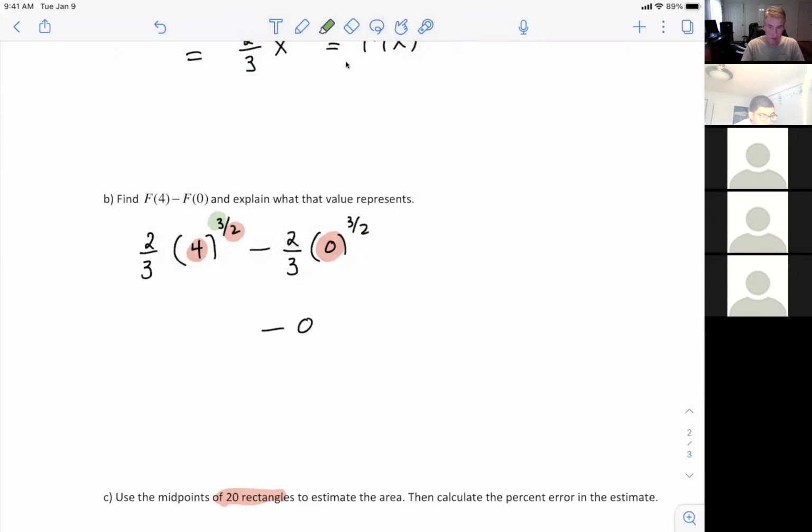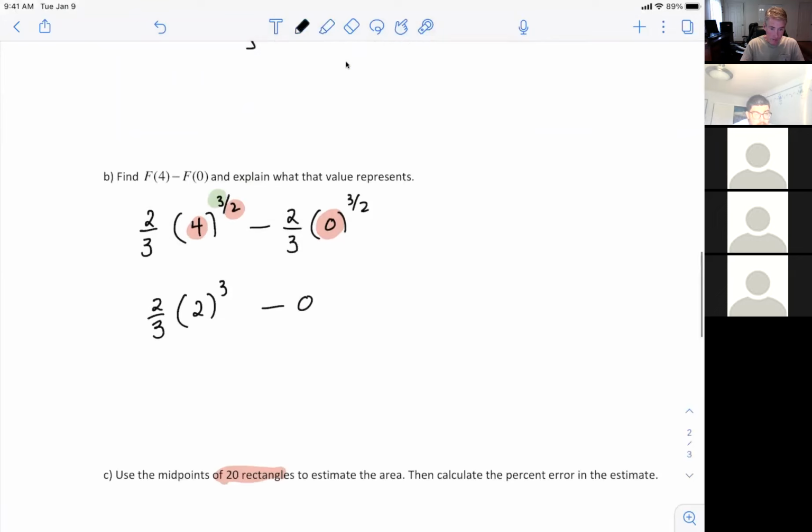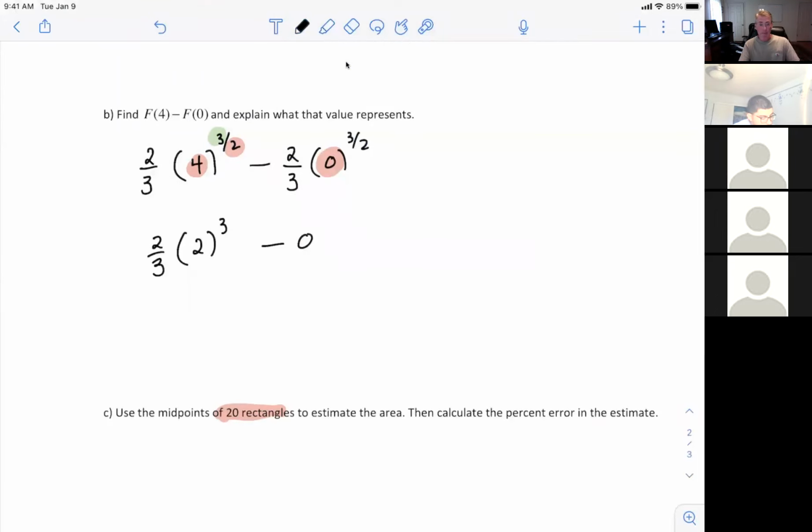And after you do that, you could cube it. So it's going to be 2 cubed. So 2/3 times 2 cubed. So 2 cubed is 8. So 2/3 times 8 is going to be 16/3. And usually I would just leave it like that, 16/3.